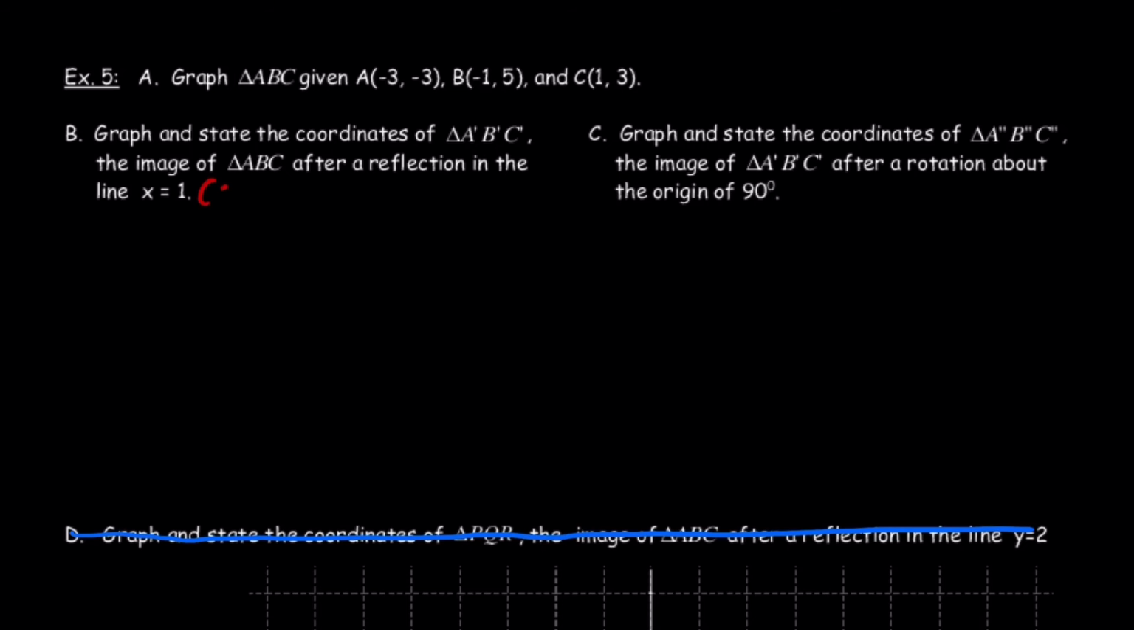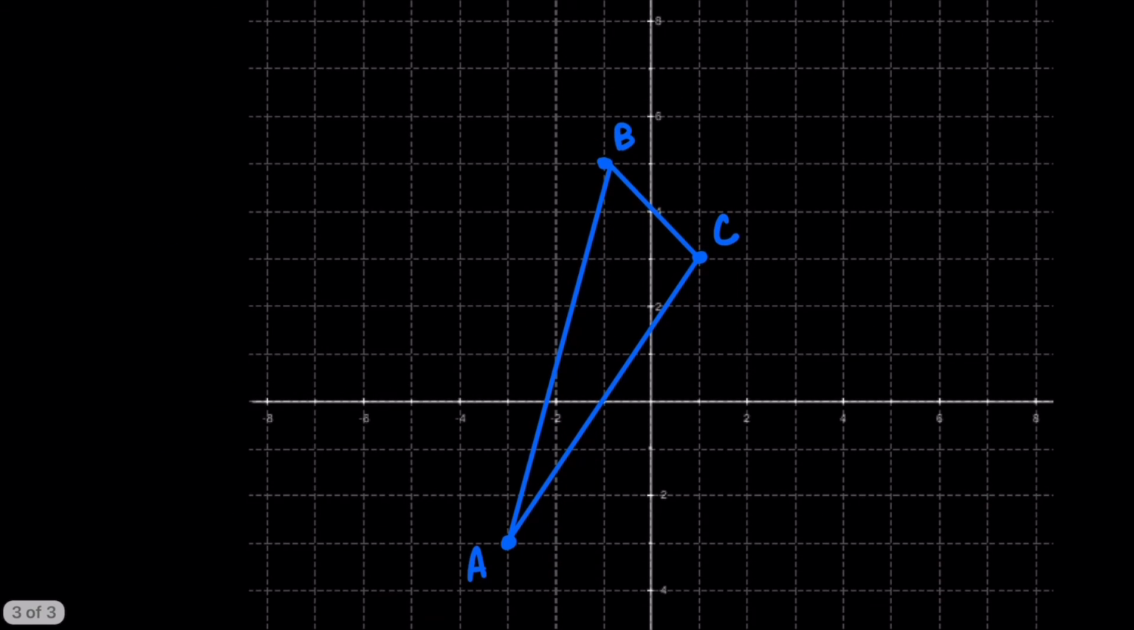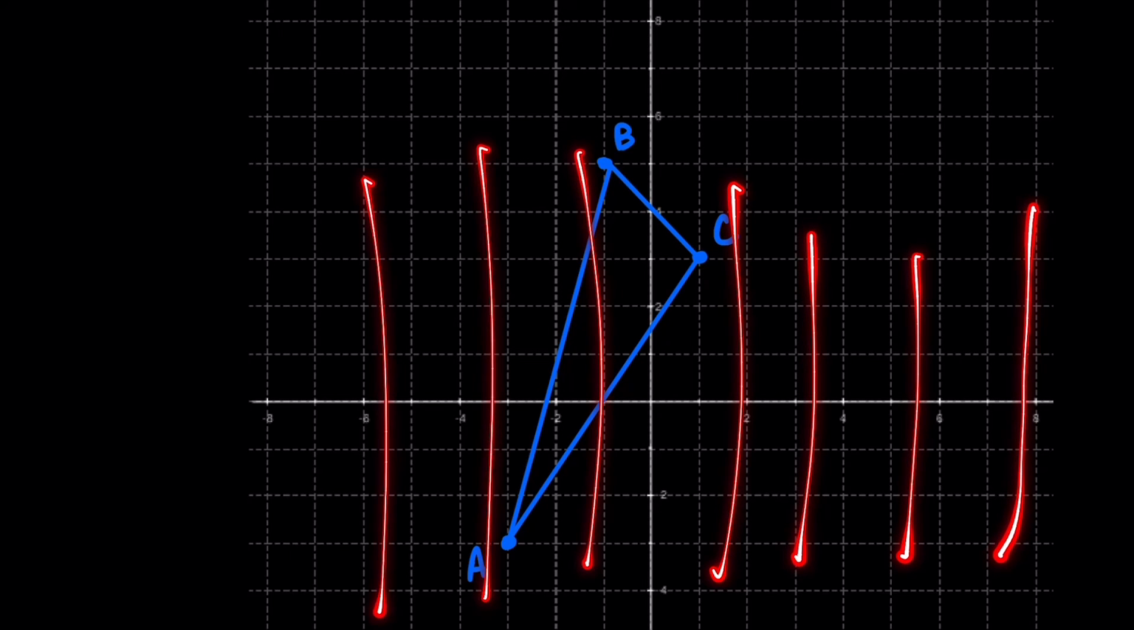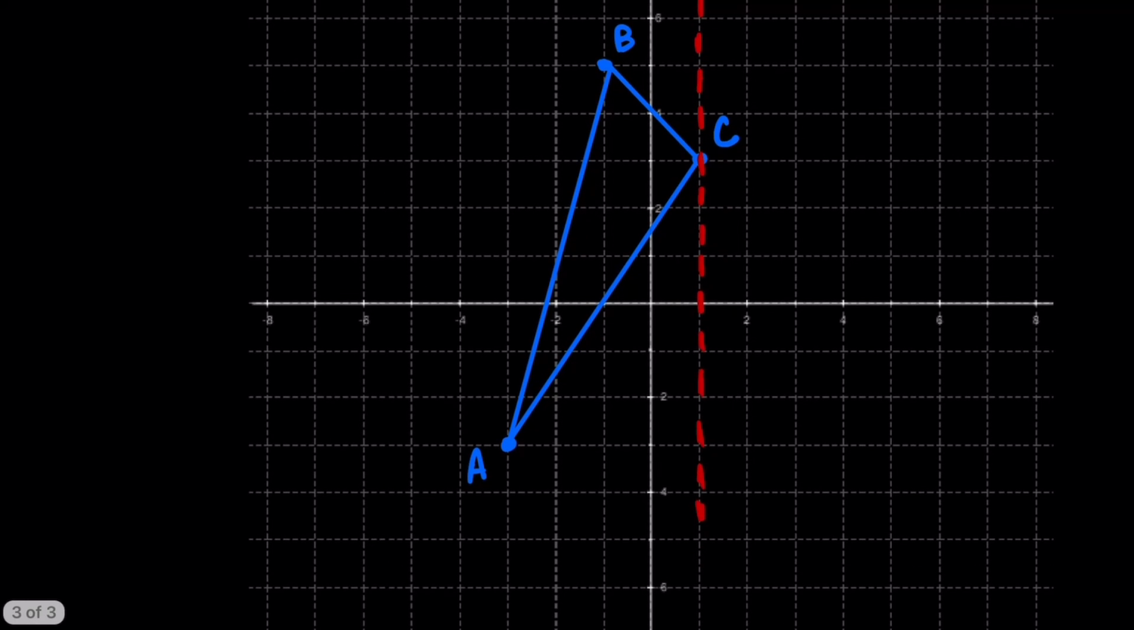I remember this. The line x equals 1 crosses the x-axis at 1. So what type of line crosses the x-axis? This type of line crosses the x-axis. So it's going to be a vertical line where x equals 1. So what I want you to do now is draw a dashed line right here. And that happens to be the line x equals 1.